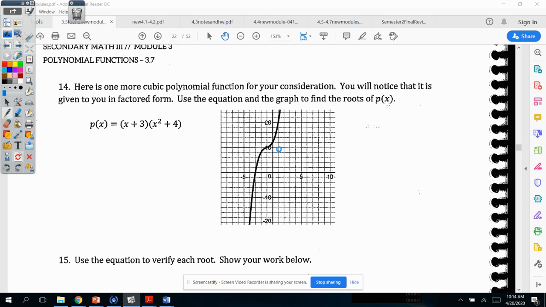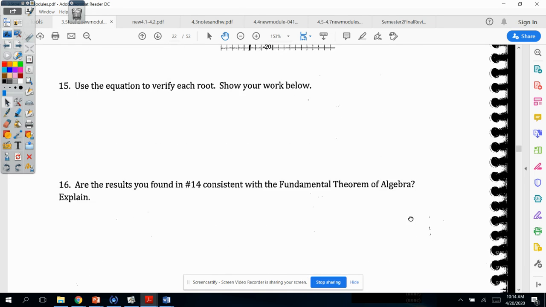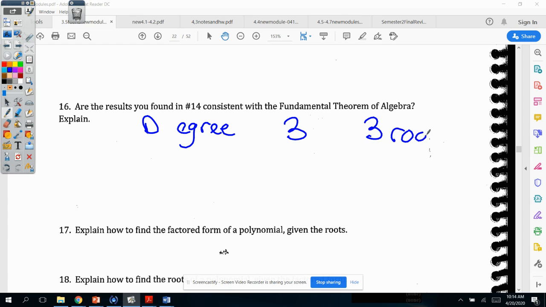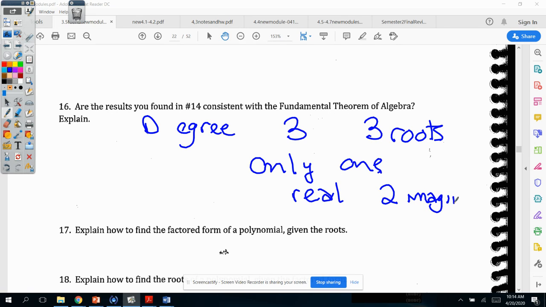So this little wiggle away from the x-intercept kind of lets you know that there's going to be imaginary roots. This is consistent with the fundamental theorem of algebra. Degree was 3. Ooh, look at that big space there. The degree was 3, and there were 3 roots. There was only 1 real, and there were 2 imaginary. Imaginaries always come in pairs, so that makes sense.